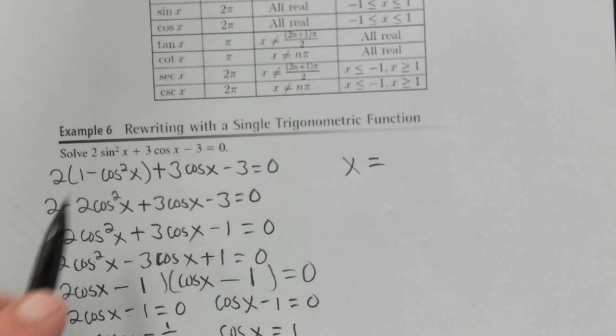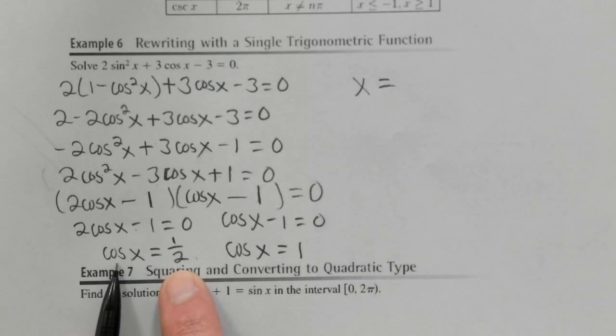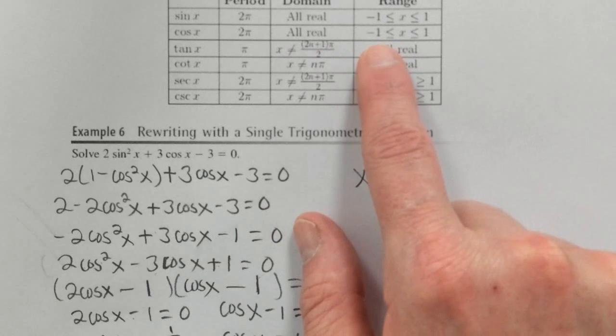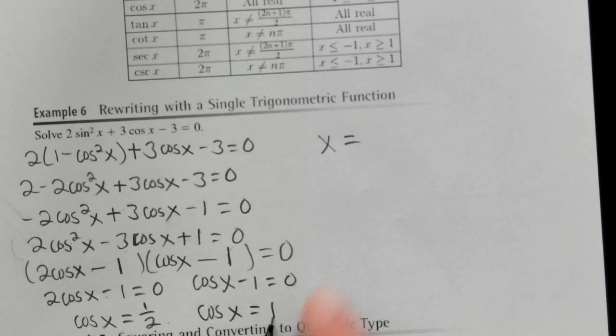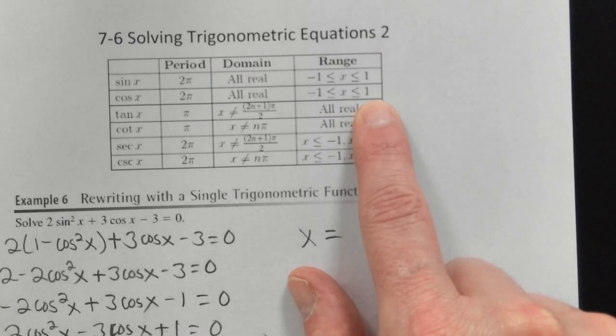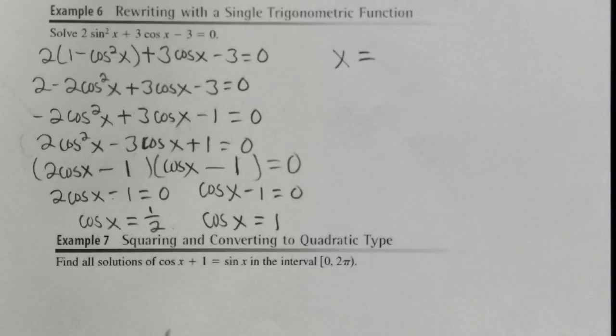Oh, I forgot also to make sure that this value is within the range, so that's something we also need to check. So the range for cosine is from -1 to 1. 1/2 is within that range, and 1 is also within that range because it is equal to 1. So we're good on both of these. Both of these will yield valid solutions.